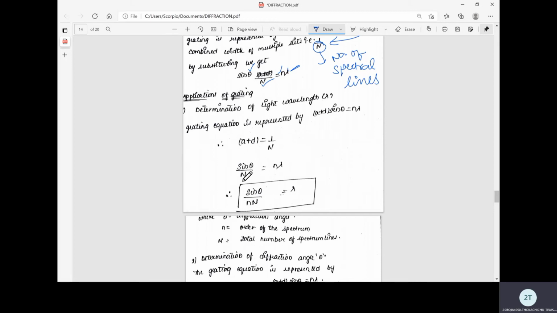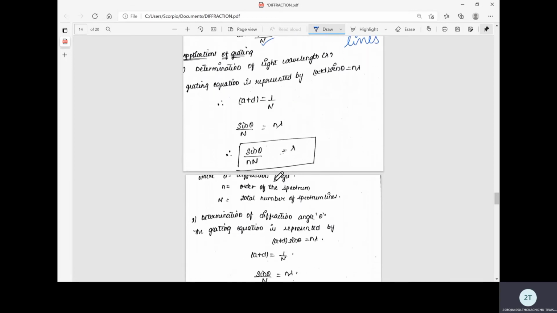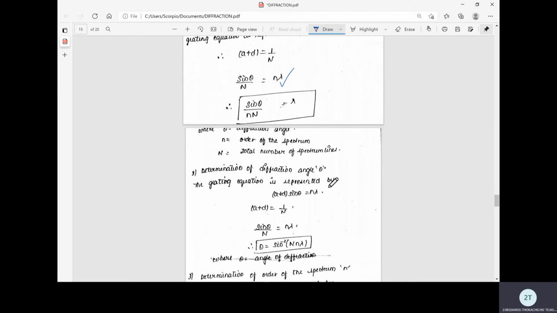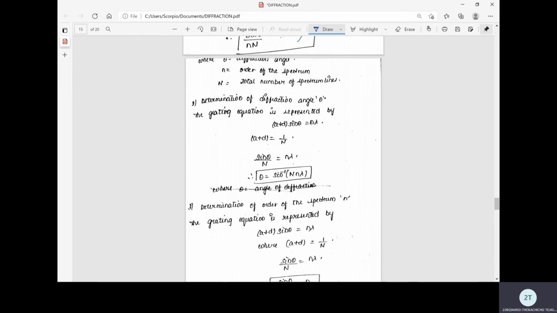We get that sin theta by capital N equals small n lambda, and from there we can get the value of lambda, that is the wavelength of the light, which is equal to sin theta by small n into capital N. In a similar way, by rewriting this equation, we can obtain all the unknowns in this equation, that is either the wavelength lambda, which is equal to sin theta by small n into capital N, or theta, which is the angle of diffraction, equals sine inverse of small n into capital N into lambda.